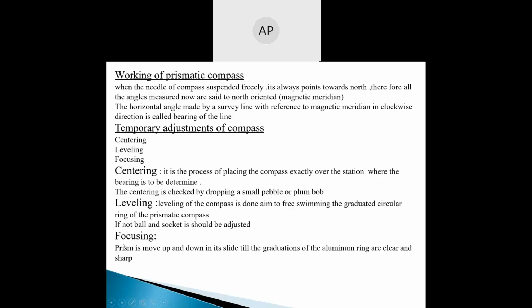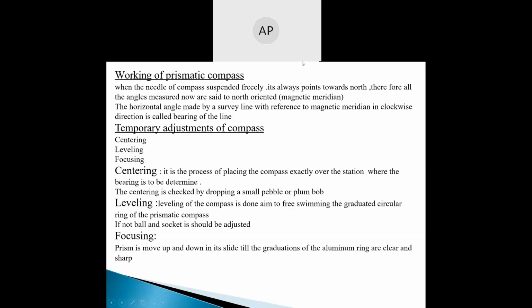Next is focusing. The prism is moved up and down till the graduations of the aluminum ring are clear and sharp. So we have to focus. Focusing is done in the prism.